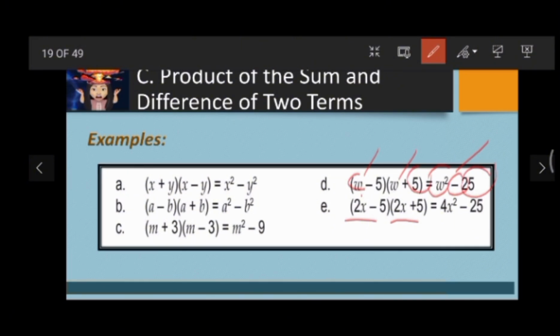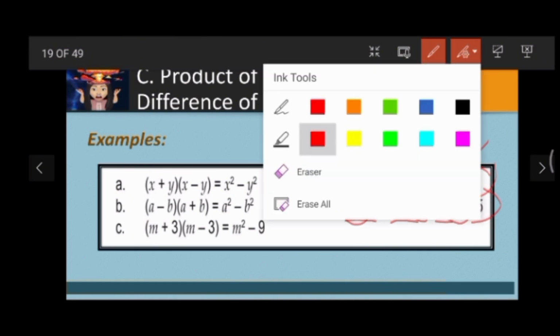So another example, we have 2x minus 5 times 2x plus 5. We need to square the first term, which is 2x. It will be 4x squared. And the last term, which is 5, we will have 25. And don't forget the sign, which is negative.